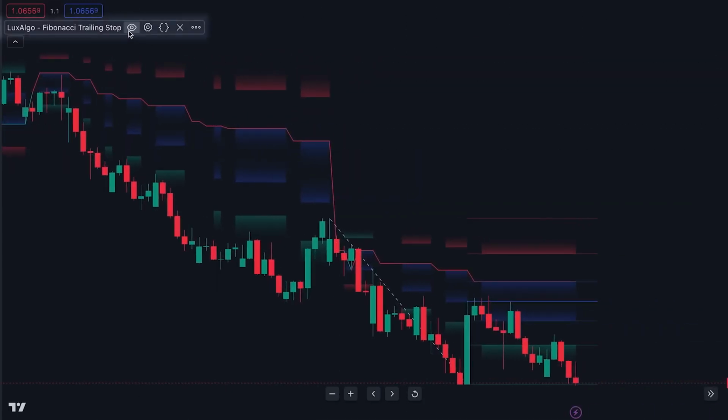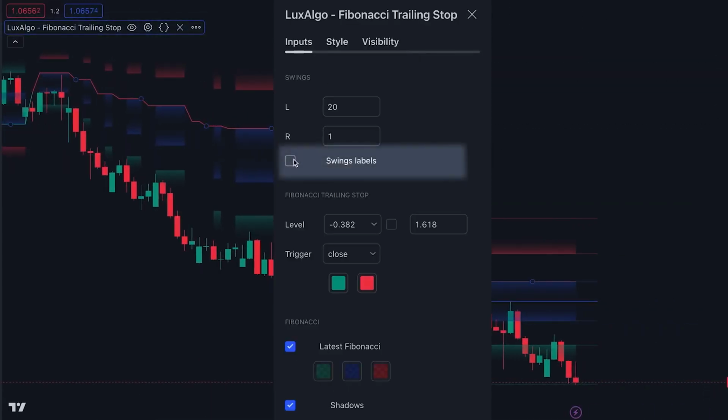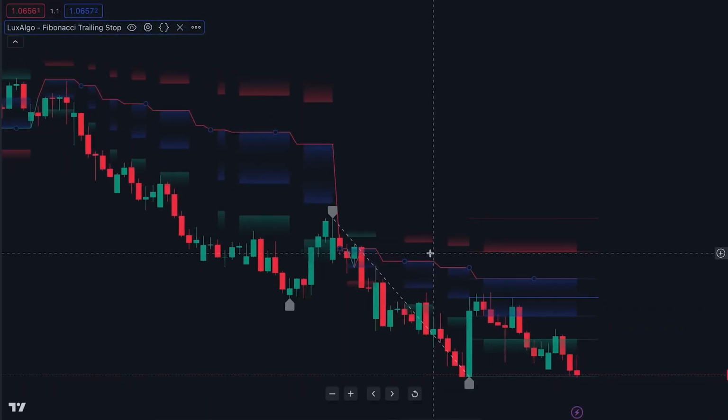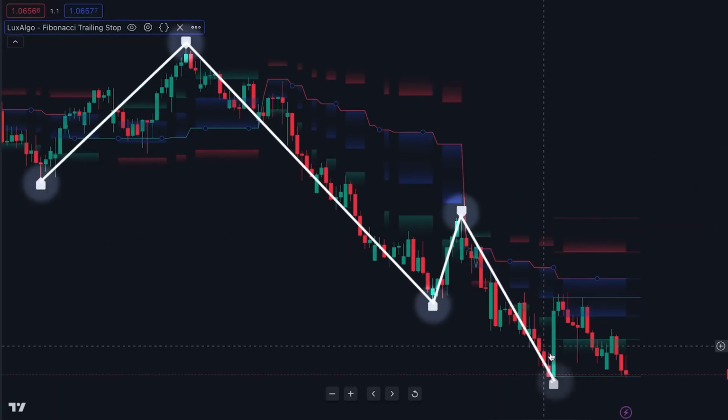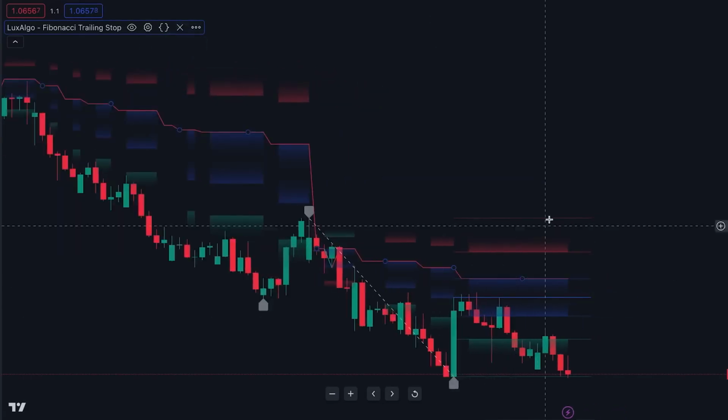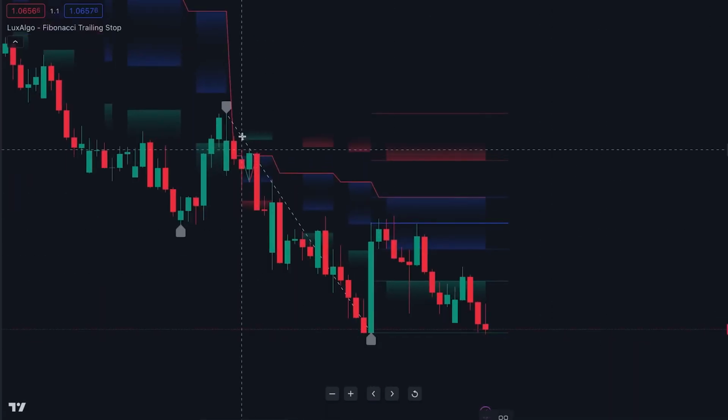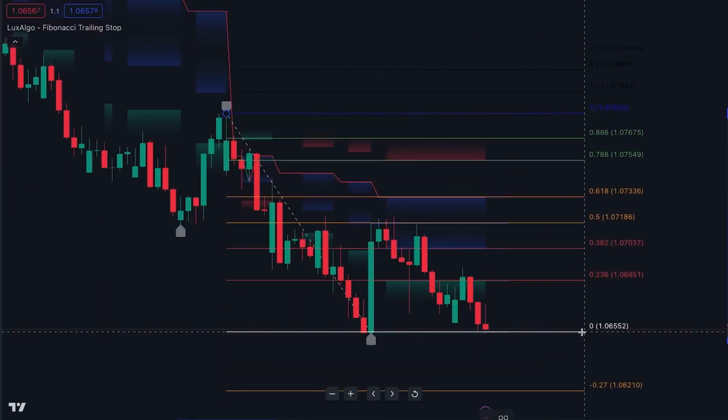If we go into the settings, by clicking on this gear icon, we can enable the swing labels. This will allow us to see precisely where the swing points are that the indicator is using to make its calculations. If I use my regular Fibonacci tool and try to draw between these swing points, we can observe how the Fibonacci tool correlates to the indicator.